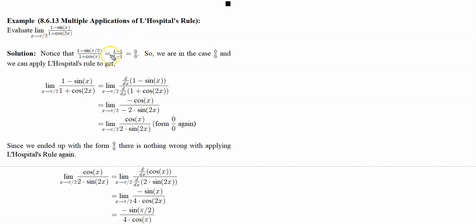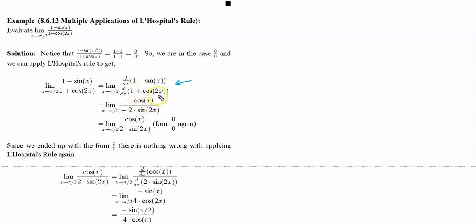So applying L'Hopital's rule, we just take the derivative of the numerator divided by the derivative of the denominator, so that's what we're doing right here. So the derivative of 1 minus sine x, that is negative cosine x, right? Derivative of 1 is 0, derivative of sine is cosine, so we get negative cosine right here.